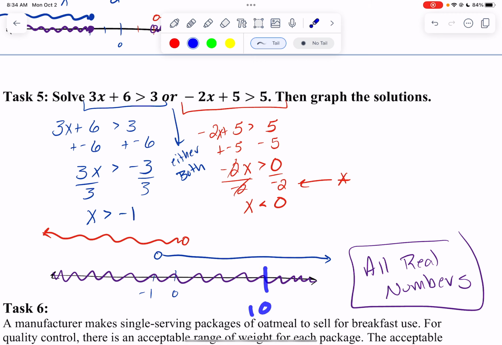If I pick 10 up here, it'll work because it'll make the blue one true. If I pick negative 100 down here, it'll work. It'll make the red one true. If I pick negative 1.5, it'll work because it actually makes them both true. Okay, so any number will work. So my solution there is all real numbers.